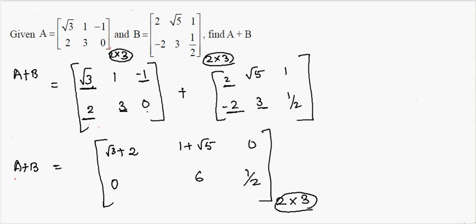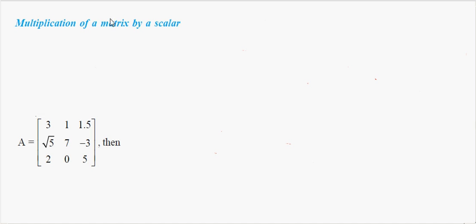Next we shall move on to multiplication of a matrix by a scalar. So you know what a scalar is. If you want to multiply a scalar to a matrix, suppose I take a matrix A, which has the general terms A11, A12 and A13, A21, A22 and A23.